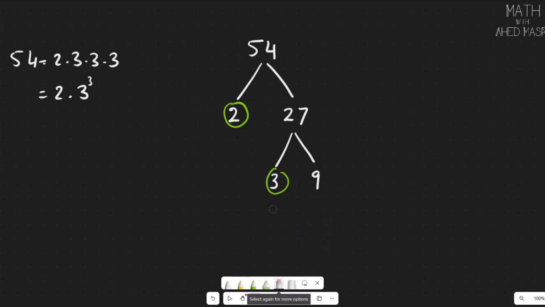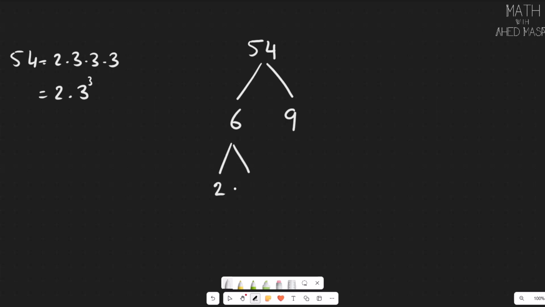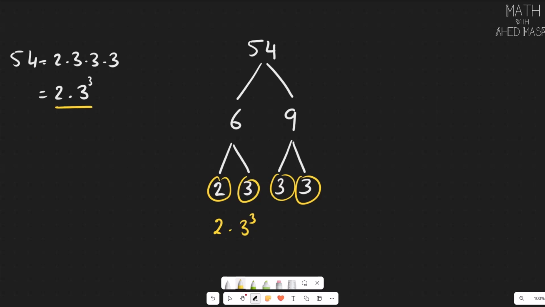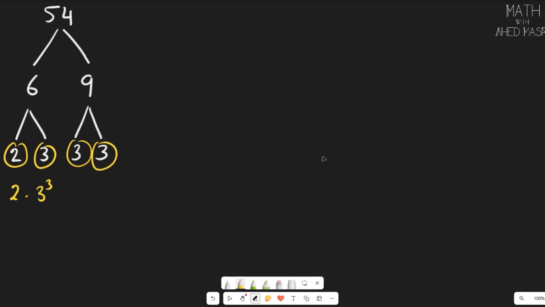You know what, let's solve it another way to prove to you that it doesn't matter how we start. 54 is not only 2 times 27, it can be written as 6 times 9. Let's break them down. The 6 is actually 2 times 3, and both of them are prime, so I cannot continue from here. I'll continue with the 9, which is 3 times 3. Very good, there we go. I have 1 2 and 3 3's, which is the same as before, and that's why it doesn't matter how you start, you will always get the same answer.